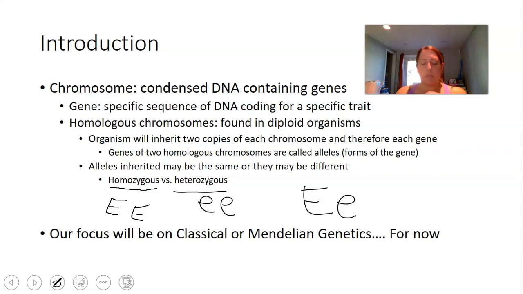And again, in this first part of chapter 12, part 1, we're going to focus on classical or Mendelian genetics. And then in part 2, we're going to look at all of the exceptions to Mendel's rules.